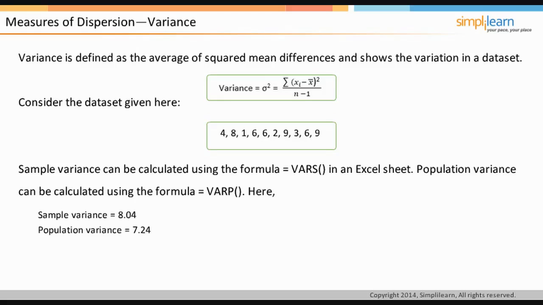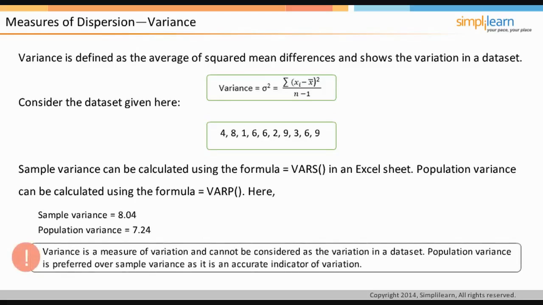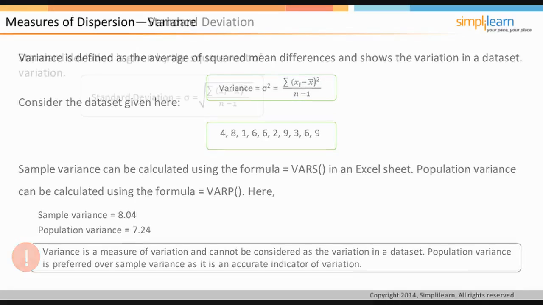Population variance is calculated when the data set is for the entire population, and sample variance is calculated when data is available only for a sample of the population. Population variance is preferred over sample variance as the latter is only an estimate. Sample variance allows for a broader range of possible answers for the true mean of the population. That is, the confidence levels are higher in sample variance. Note that variance is a measure of variation and cannot be considered as the variation in a data set. In the following screen, we will understand the next measure of dispersion, standard deviation.